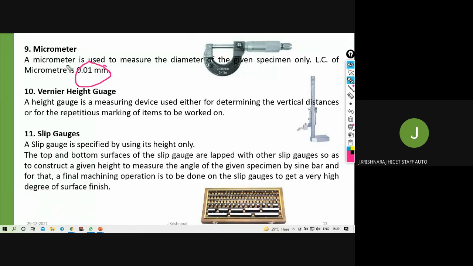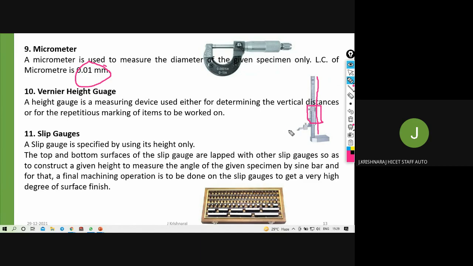Okay, so the next is a vernier height gauge, of course. The vernier height gauge has a vertical steel rule, and a vernier scale is attached on the steel rule. You can look into this. So it is a vernier scale that slides vertically on the steel rule. On the other end, it will have height measuring jaws.